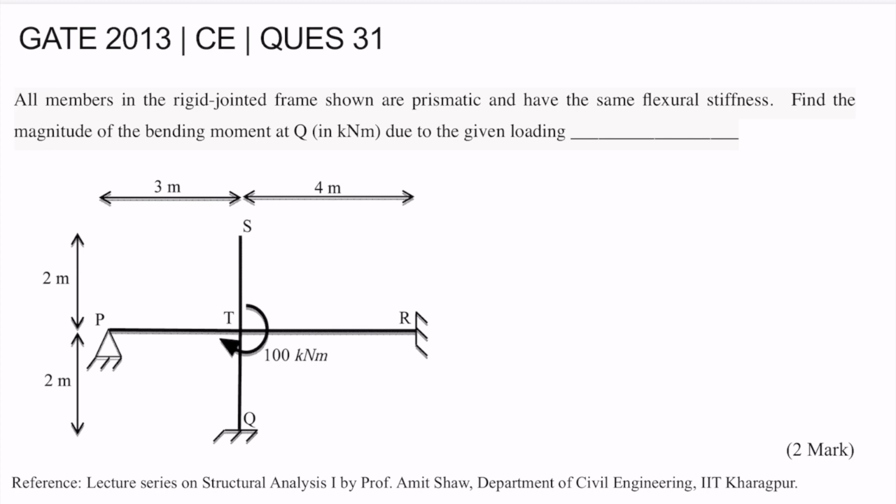Hello everyone, so today I'll be covering question number 31 of GATE 2013. All the members in the rigid jointed frame shown are prismatic and have the same flexural stiffness. Find the magnitude of the bending moment at Q in kilonewton meter due to the given loading. So here we have this 100 kilonewton meter moment applied at this joint T, and we need to find the bending moment at this position Q.